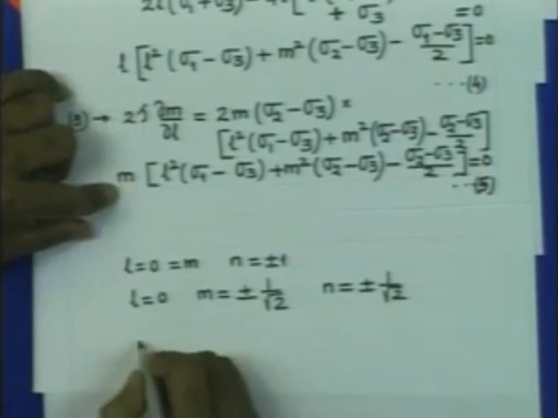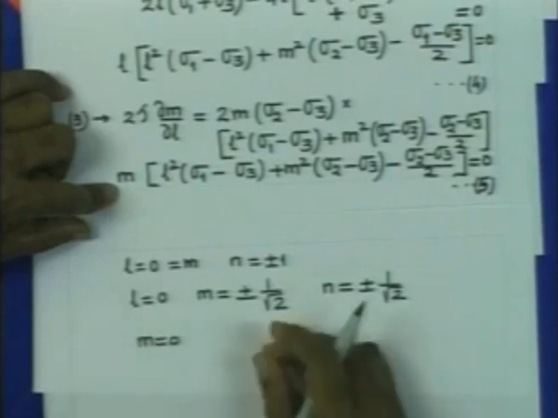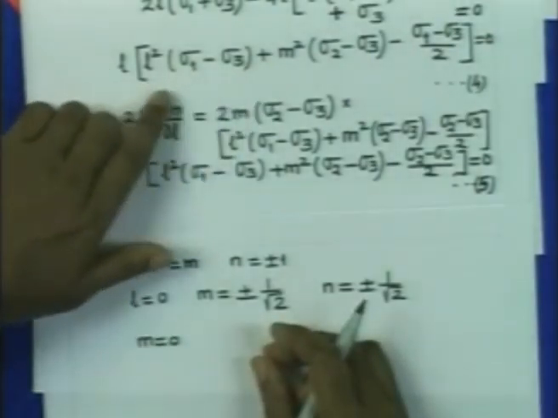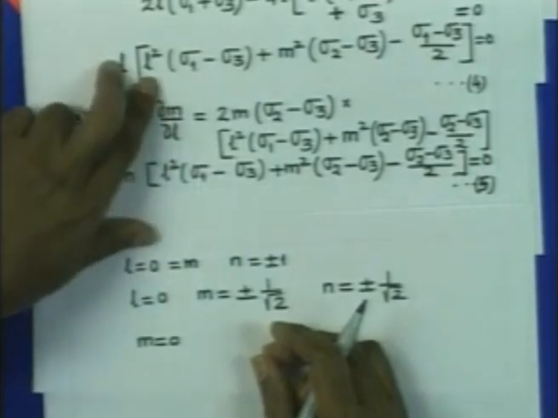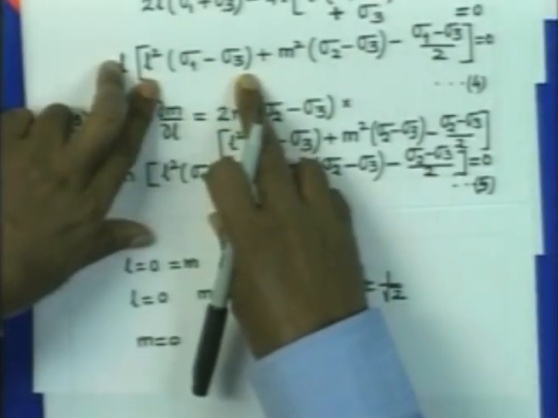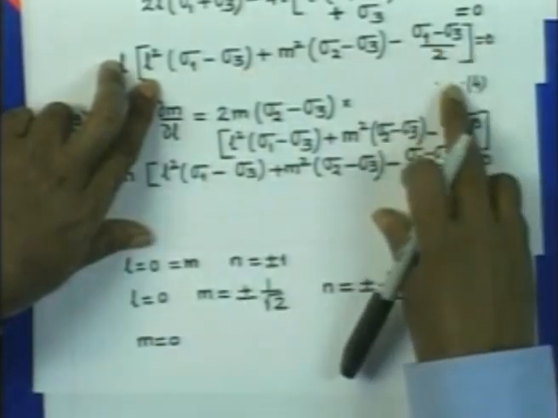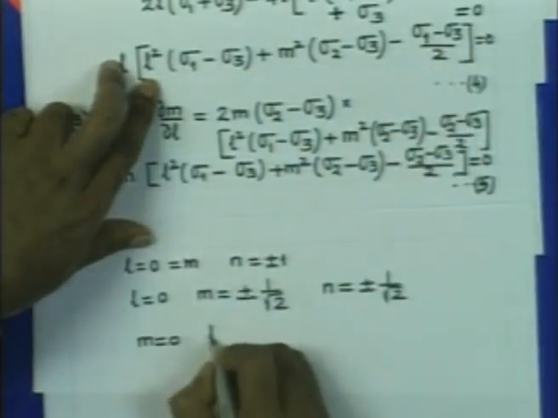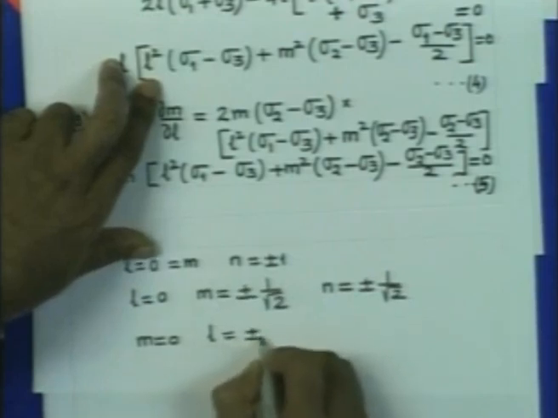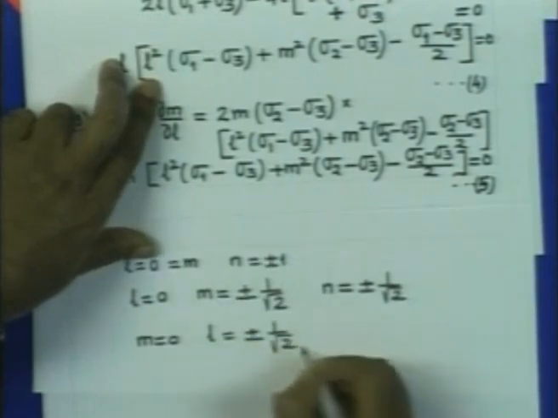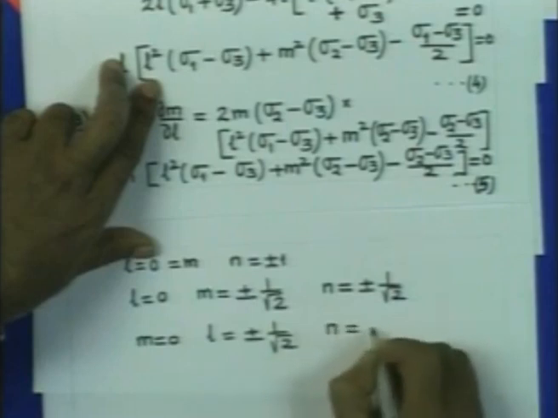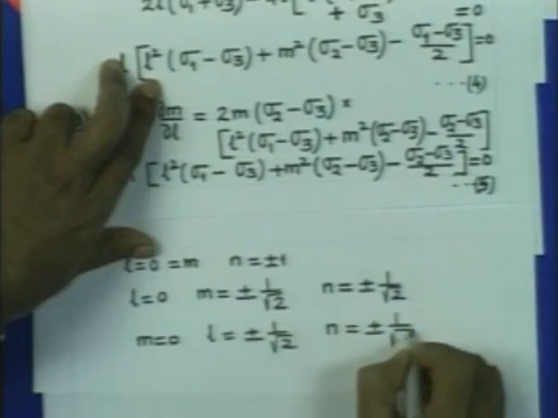Similarly, if we consider M equal to 0 and substitute it in this relationship, we are going to get L square into sigma 1 minus sigma 3 minus (sigma 1 minus sigma 3) by 2 equal to 0, which will give rise to L equal to plus minus 1 by root 2, and again N is equal to plus minus 1 by root 2. So, these are the three sets of solutions.